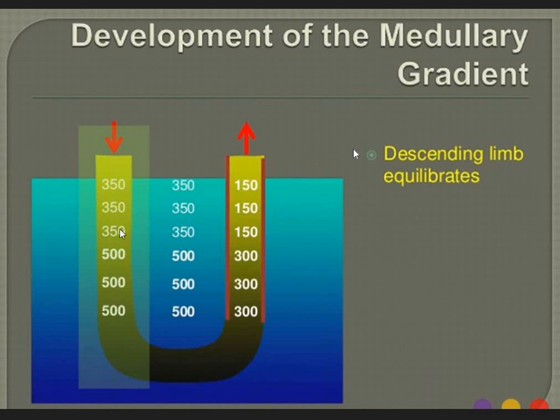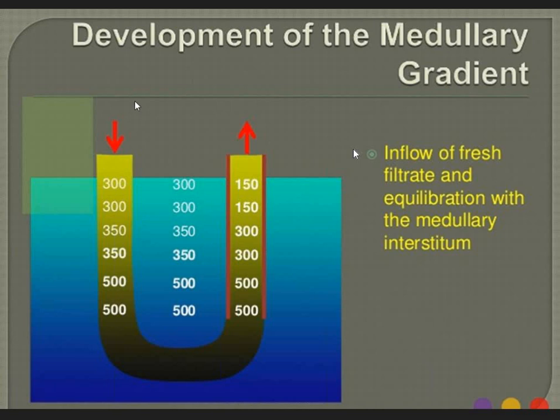Now what will happen? Again, the descending limb, where water is permeable, is going to equilibrate it. Again, the osmolarity becomes equal to that of the interstitium because of the movement of water, right? Next, again, there is inflow of new fluid in the tubules. This keeps on going on. So this process keeps on continuing, isn't it?